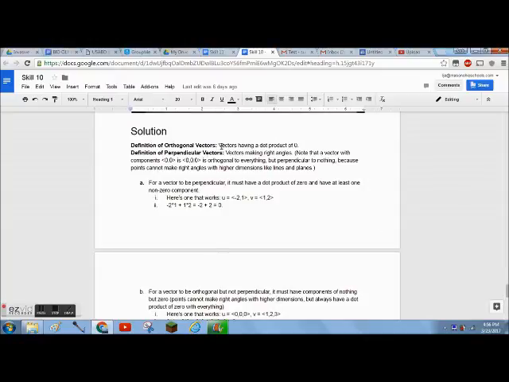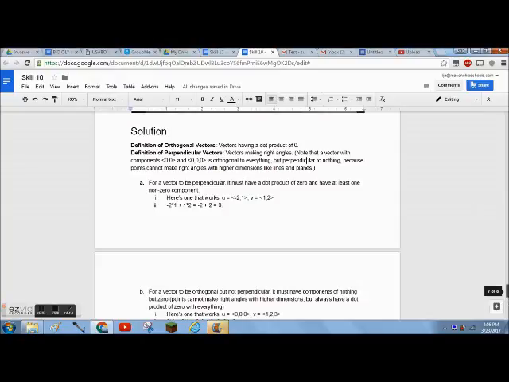Orthogonal is vectors having a dot product of 0. Perpendicular vectors is vectors making right angles. Note that a vector with components 0, 0 is orthogonal to everything. For these dimensions, they're orthogonal to everything, but they're perpendicular to nothing, because points can't make right angles with higher dimensions like lines and planes.